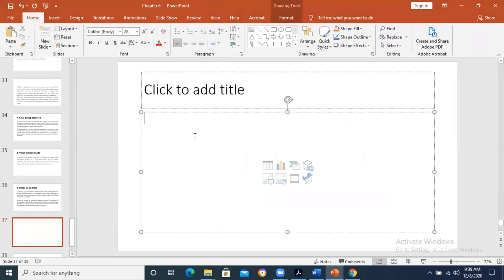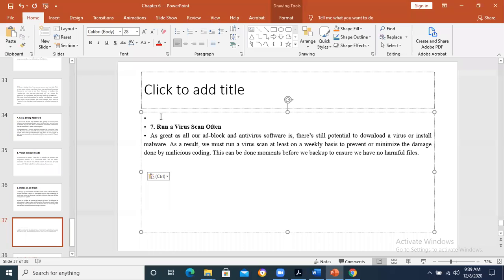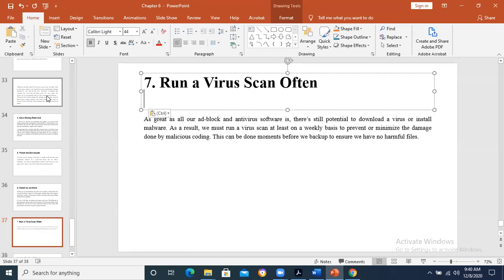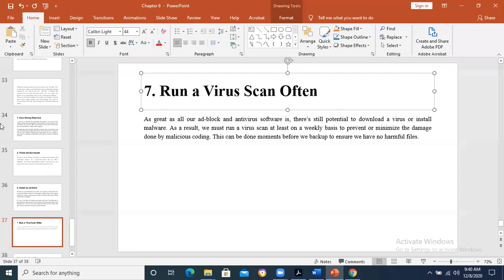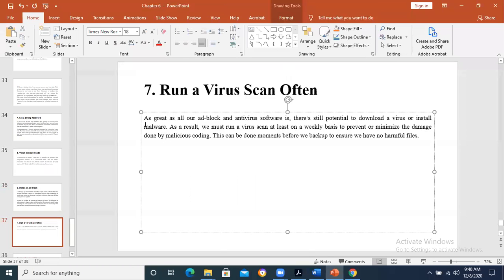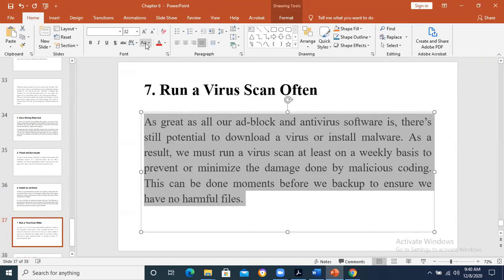Now, the next important thing is to run a virus scan. Normally people avoid it because a virus scan takes time, but it's better if we run a virus scan at least once a week. This is called a thorough scan. A thorough scan means that the complete computer system will be scanned for any sort of virus.